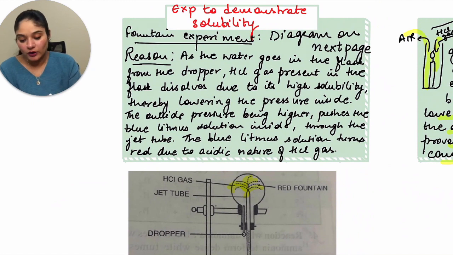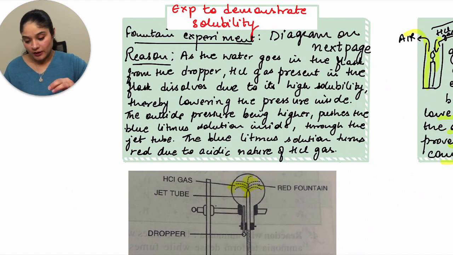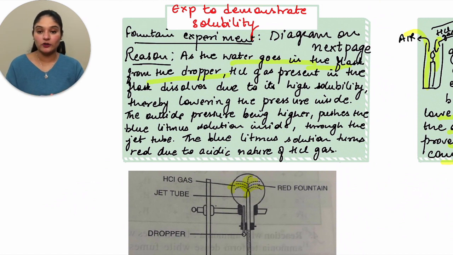As the water goes in the flask from the dropper, HCl gas present in the flask dissolves due to its high solubility, thereby lowering the pressure inside. The outside pressure being higher pushes the blue litmus solution inside through the jet tube. The blue litmus solution turns red due to the acidic nature of HCl gas. Now let's look at the apparatus and understand what we are talking about.